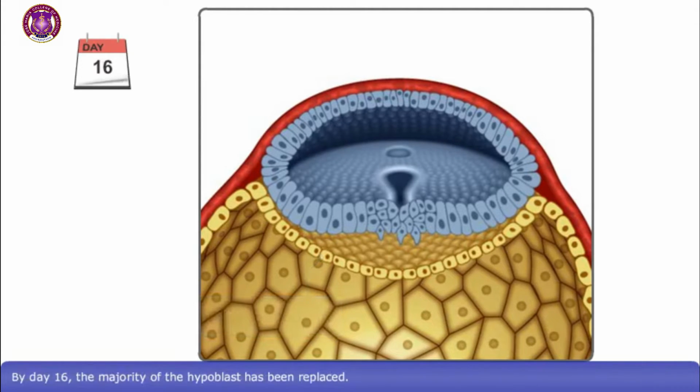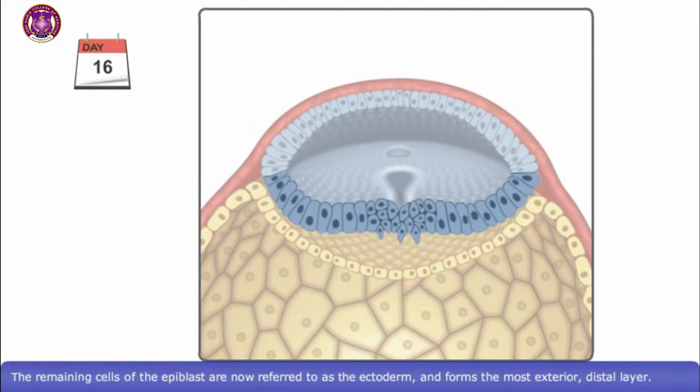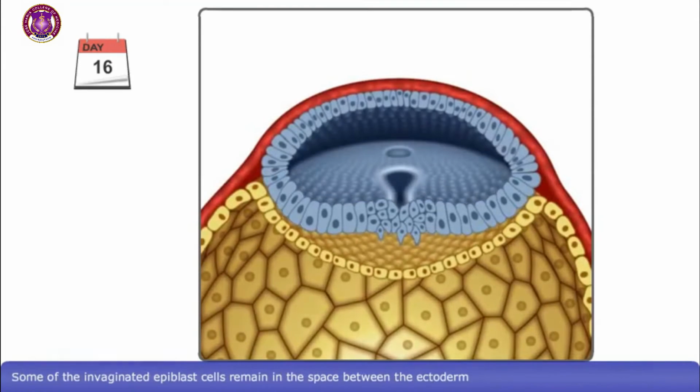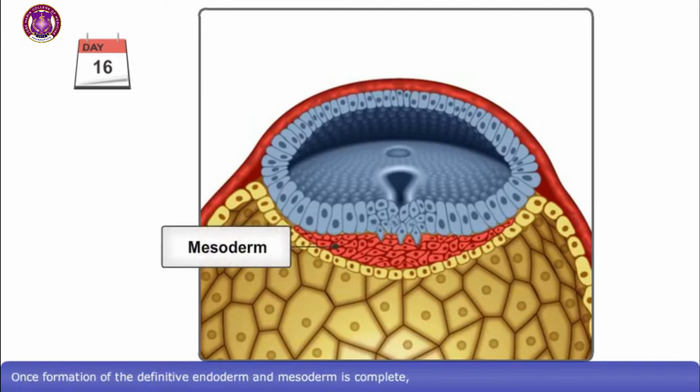By day 16, the majority of the hypoblast has been replaced. The remaining cells of the epiblast are now referred to as the ectoderm and form the most exterior distal layer. Some of the invaginated epiblast cells remain in the space between the ectoderm and newly formed definitive endoderm. These cells form a germ layer known as the mesoderm.